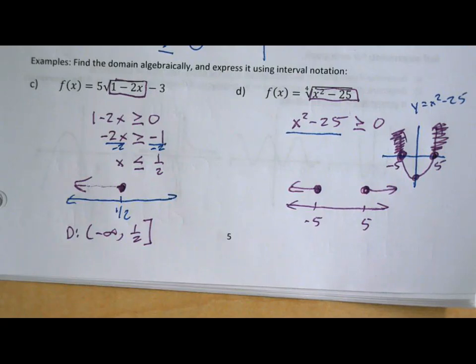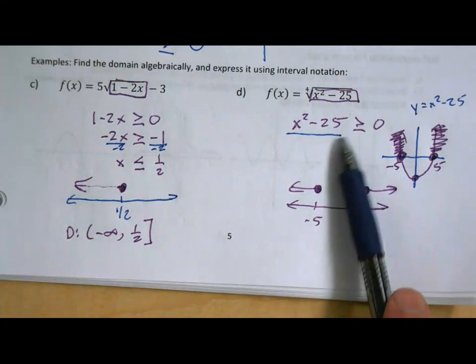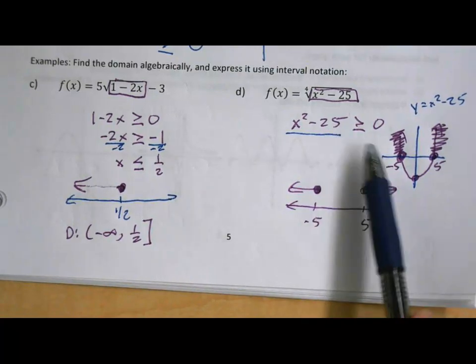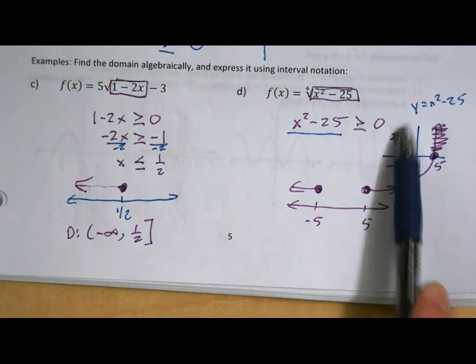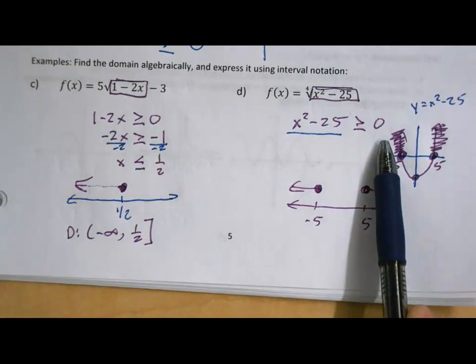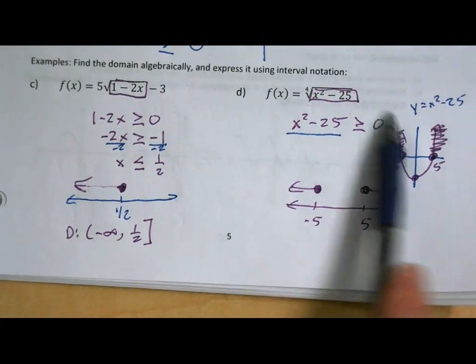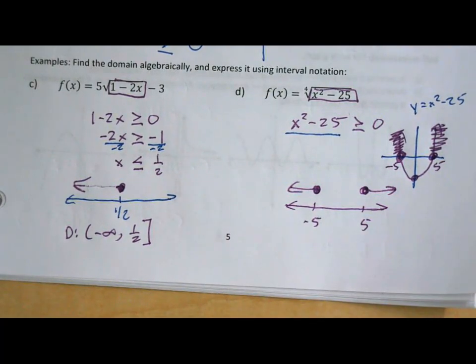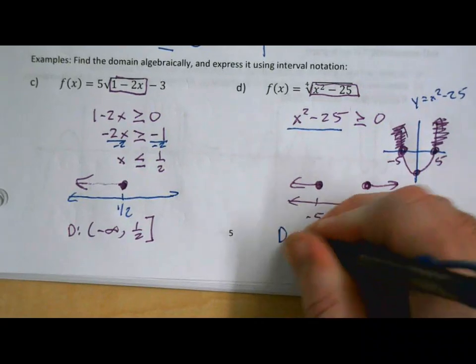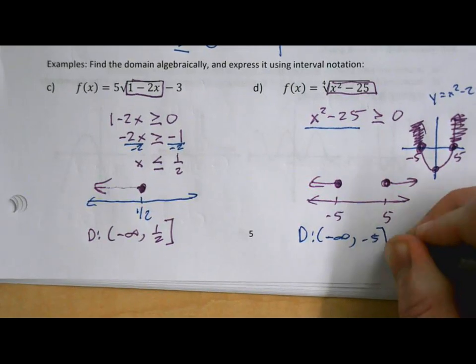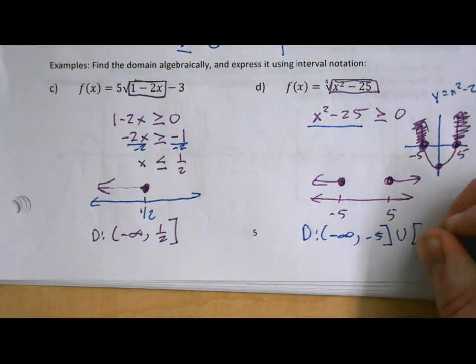But for right now, the way we chose to solve this is we're just going to graph y equals x squared minus 25, and we're going to look at where it is above the x-axis, right? Because that's what we're looking for. This is what we practiced on Wednesday. This is the solution to this, which means this is our domain. So I'm going to go ahead and write this in interval notation. Negative infinity to negative 5, and 5 to infinity.